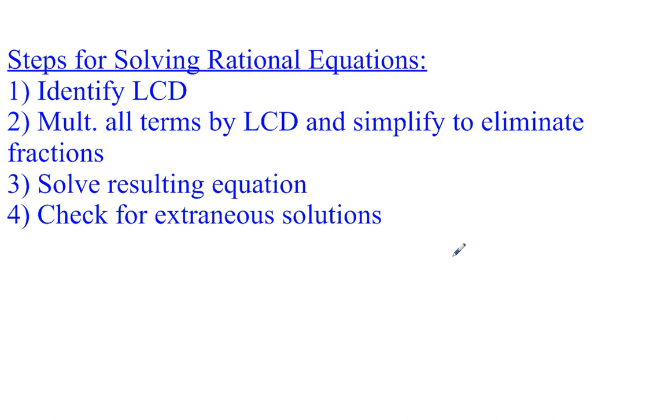Here are our steps I'd like you to copy into your notebook, please. Basically what we just did, we identified the LCD, we multiplied all the terms by the LCD, and then we simplified to eliminate the fractions. You'll know you've got the right LCD if you eliminate all your fractions. Then we solved. Whether it's a quadratic or linear equation, we solve for x. Finally, we check for extraneous solutions, ones that would make the denominator equal to 0. So copy those steps down and play a recording when you're ready.